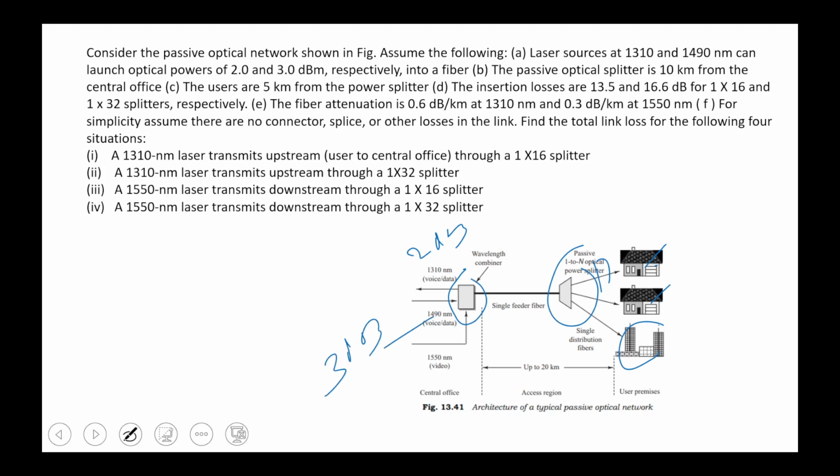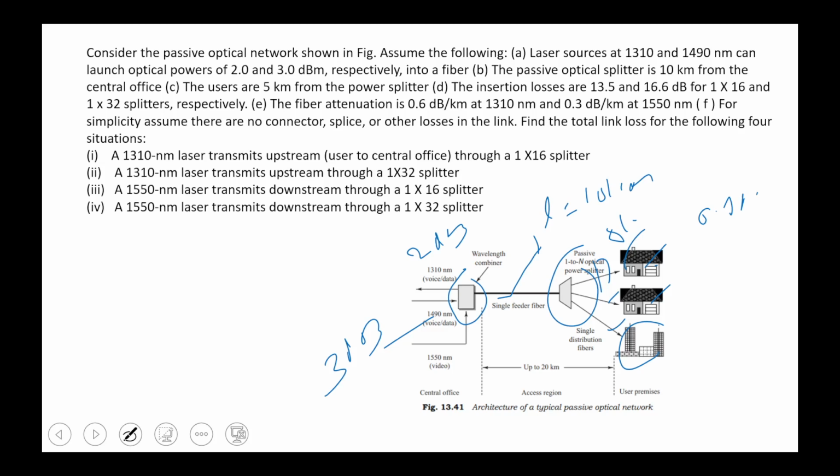This is launched into a fiber. The passive optical splitter is at 10 kilometers, so the length of the fiber from the central office will be 10 kilometers. The users are 5 kilometers from the power splitter; all of these users are 5 kilometers away. The insertion losses are 3.5 and 6.4 dB for the 1 into 6 coupler. There is a 1 into 6 coupler, so the loss is given for both couplers. The fiber attenuation is 0.6 dB per kilometer. For simplicity, assume there is no connection, splice or other loss in the link design.